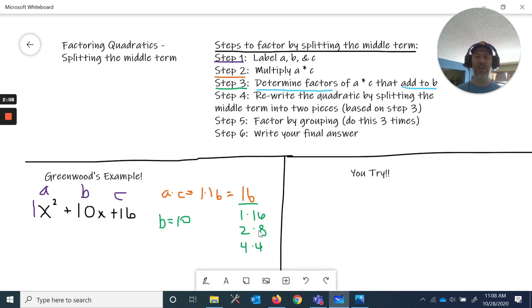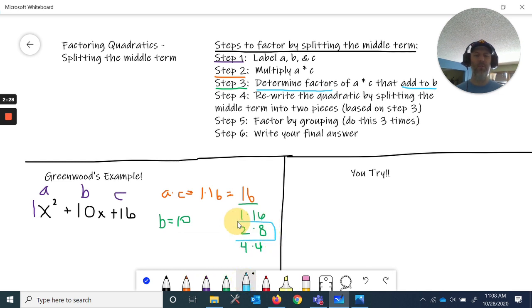2 plus 8 is 10. That works. 8 minus 2 is 6. So we don't want subtract. We want the add. And we should check them all because there can sometimes be that trap where we have multiple ways to get there. 4 plus 4 is 8. 4 minus 4 is 0. So this one doesn't look like a trap problem. It looks like our choice is going to be 8 and 2.